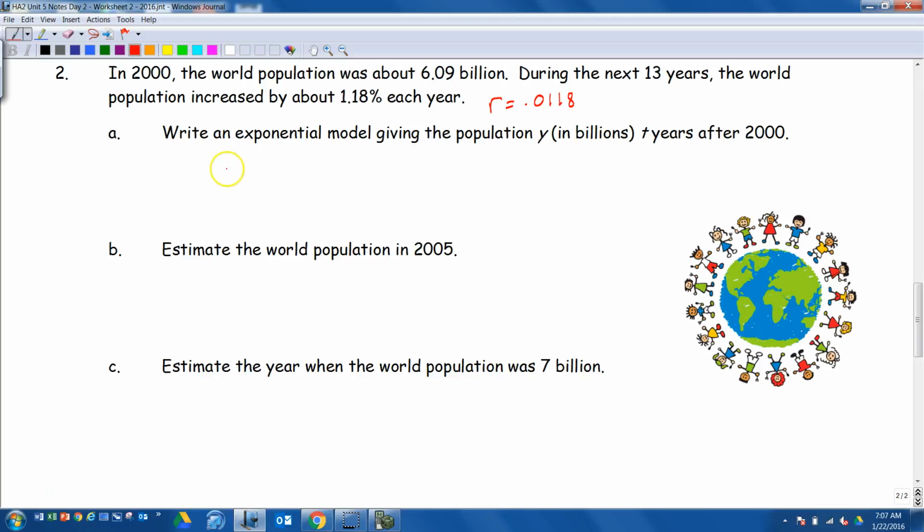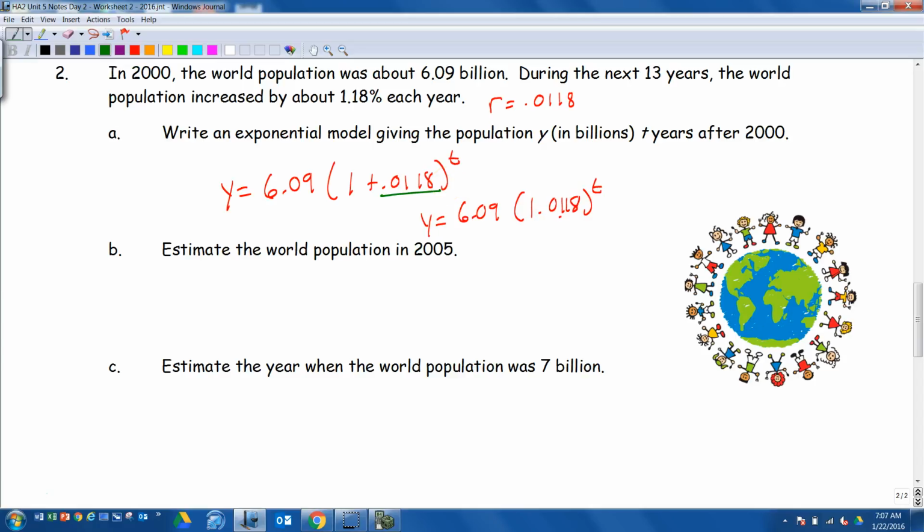So, y equals the initial, which was 6.09 billion, times 1 plus the rate to the t. If we simplify that, we get y is equal to 6.09 times 1.018 to the t. So remember, this whole thing is called the growth factor, whereas this number here is just the percent increase or decrease.